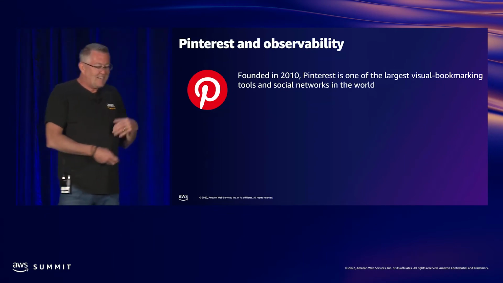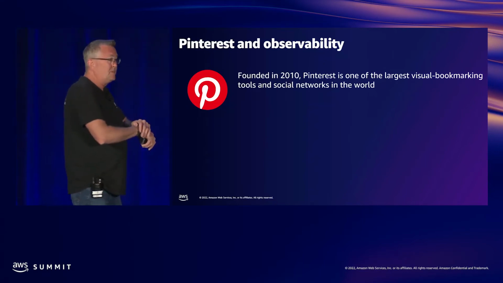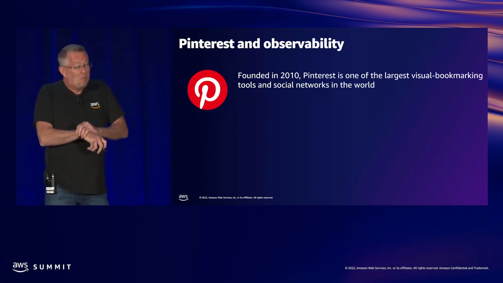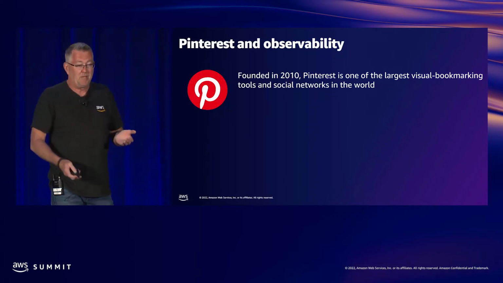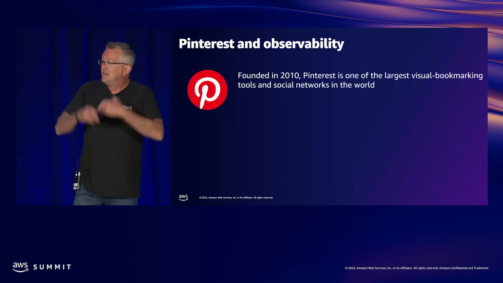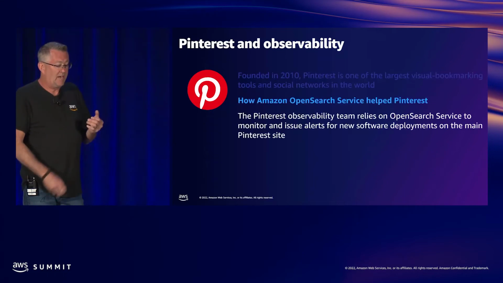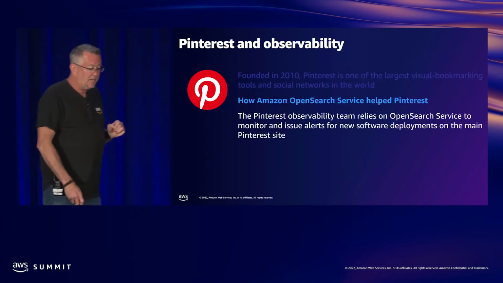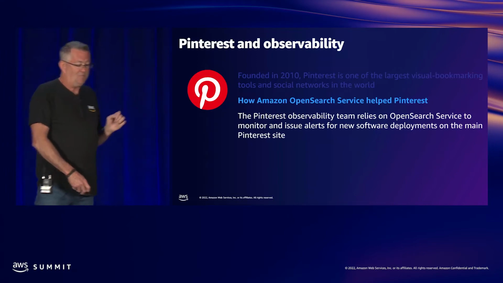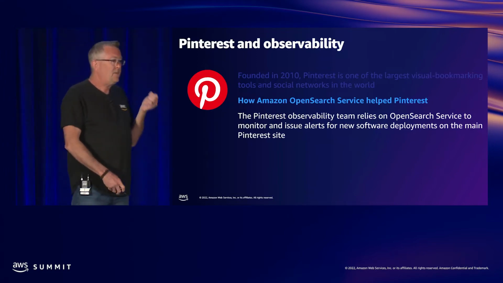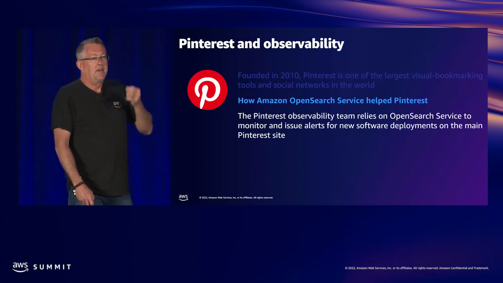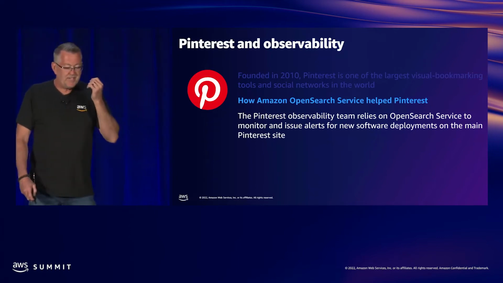But it is one of the largest visual bookmarking tools and social networks in the world. Many people leverage it, high scale, global. A lot of things are going on, and you need to have visibility, right? And so the OpenSearch Service helps them on the observability side of the house, effectively monitor issues and generate alerts for things that they need to react to.